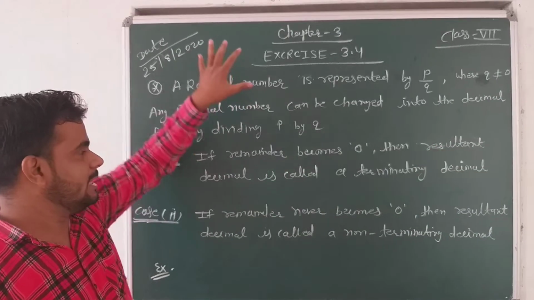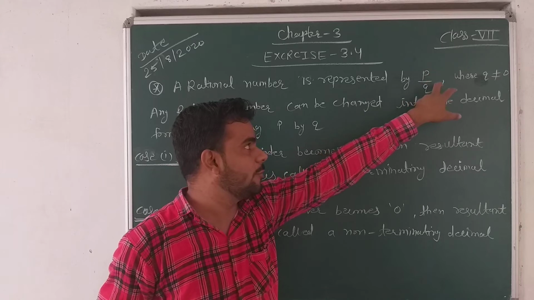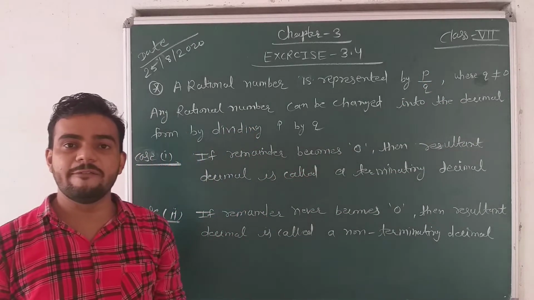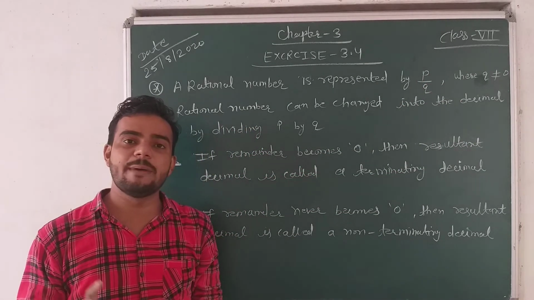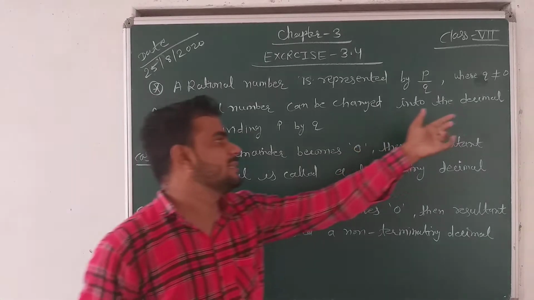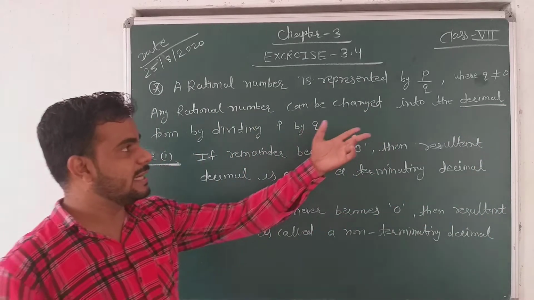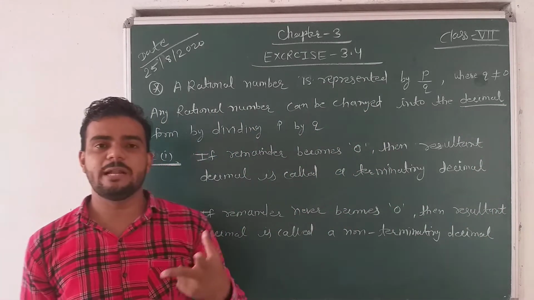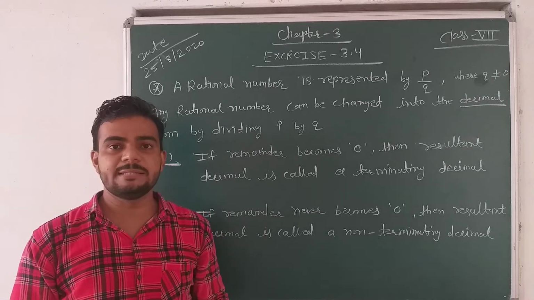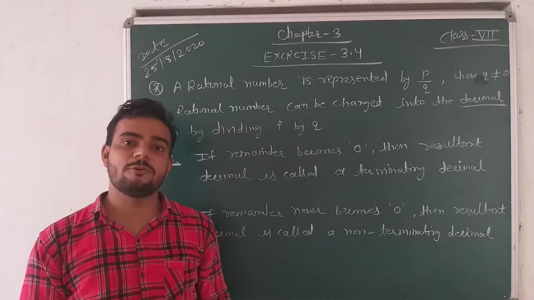If a rational number is given, two terms are there: numerator and denominator. If the numerator is divided by the denominator, it means p divided by q, then the result we got, that result we call decimal. Then now there are two cases. It means two types of decimal: terminating and non-terminating. Just listen properly to what is terminating and what is non-terminating.